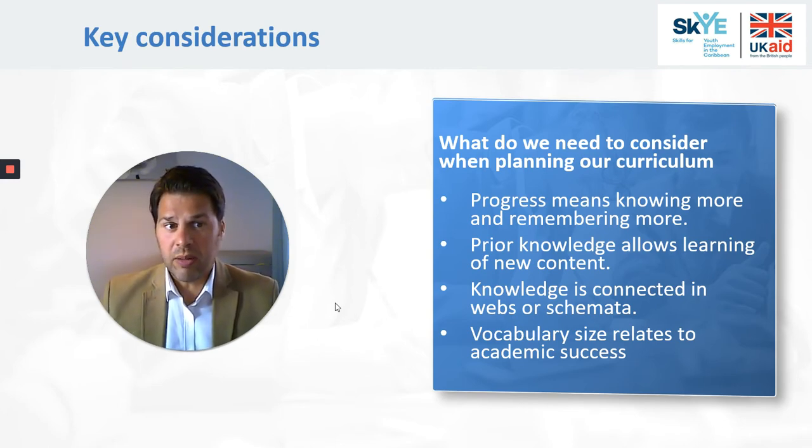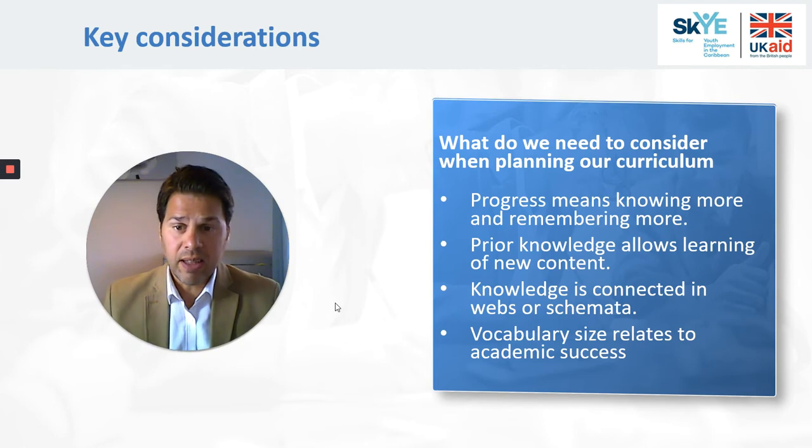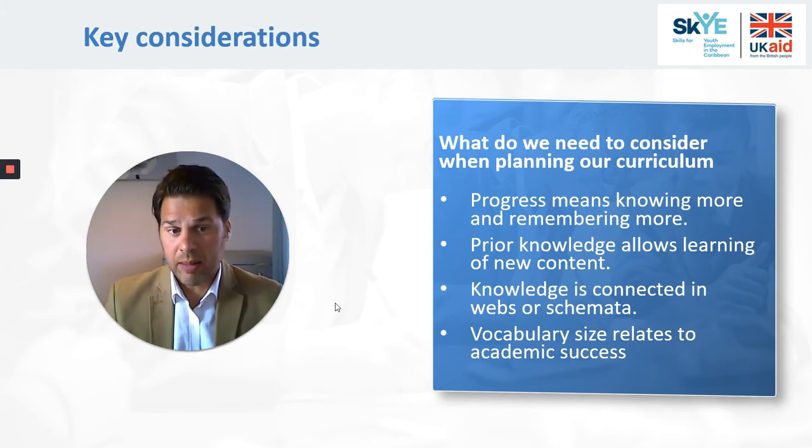Well, what we do need to know for when we're doing our curriculum planning is we need to know some key things. And one thing is that we know that progress means knowing more and remembering more. So if our students are making progress, we should be able to see them be able to know more and remember more. The other thing we need to think about within our planning is that prior knowledge allows us to learn new content. So think carefully about your students and what they've already learned and what they can do, together with the things that are new to them and what they might not be able to do and how you'll support them with those gaps.